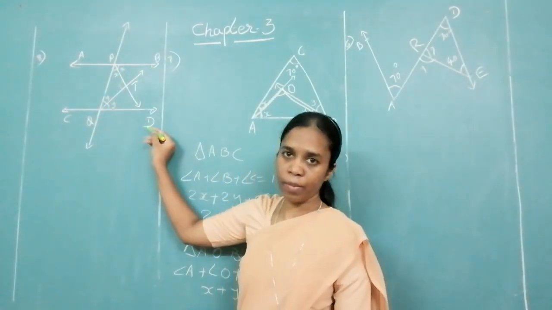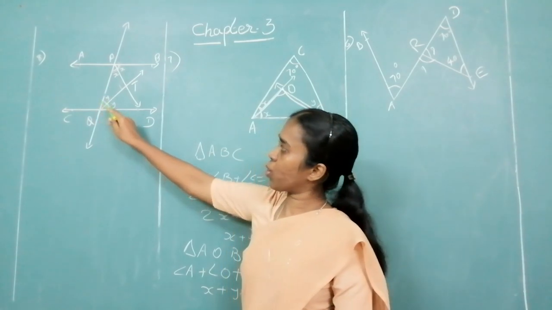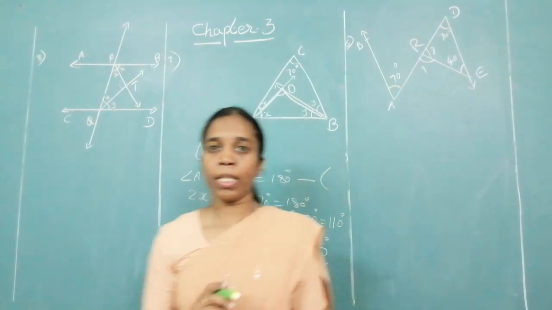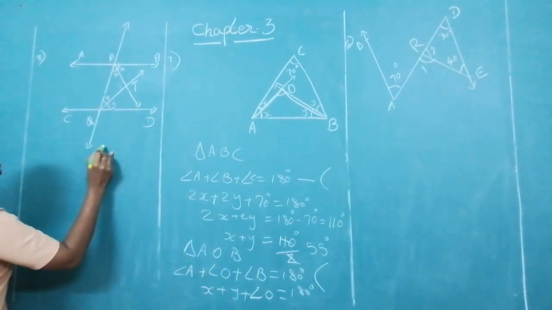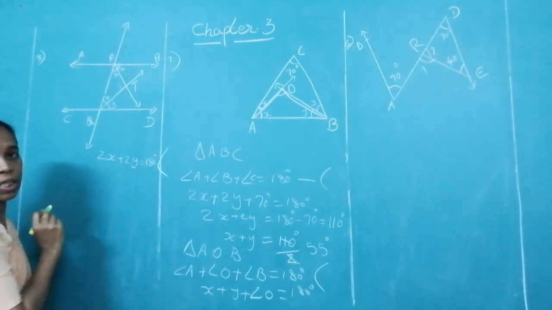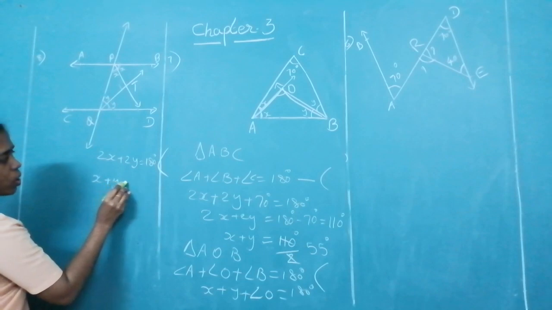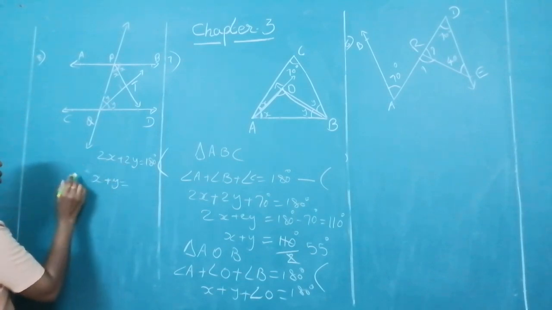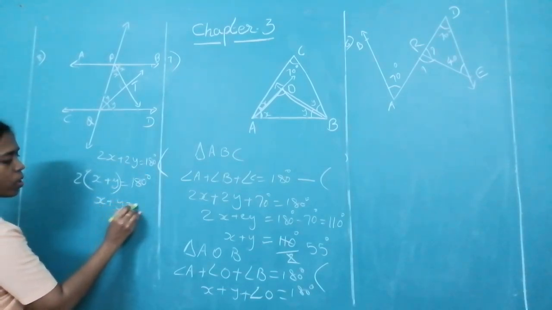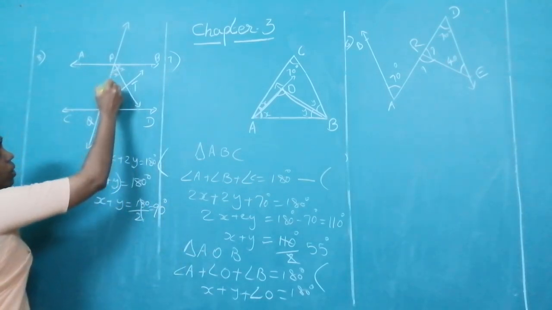AB parallel to CD, given. Therefore, 2x plus 2y equal to. Why 2x plus 2y equal to? What type of angles are they? This is parallel line. So you will have 2x plus 2y is equal to 180 degree. What is the reason? Reason is interior angles. Therefore, x plus y is equal to, take out 2 common. Bring the 2 on the other side. So x plus y is equal to 180 upon 2, that is equal to 90 degree. So you have x plus y is equal to 90 degree.